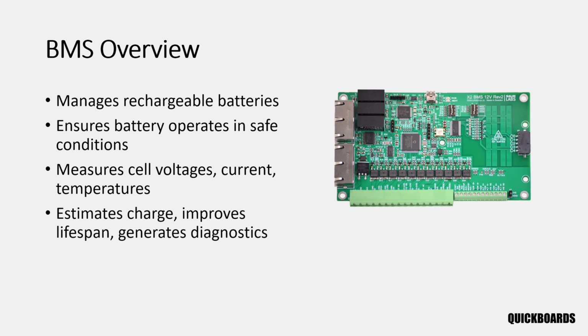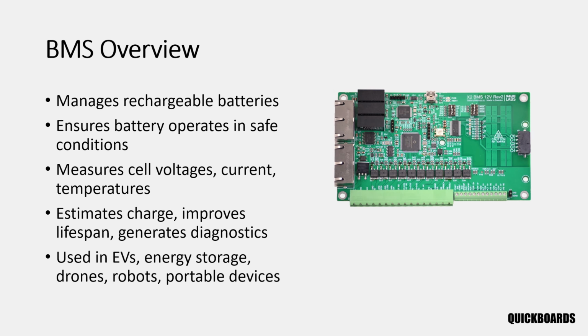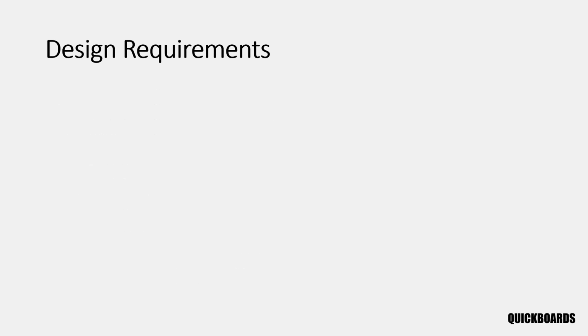Beyond protection, it enables accurate state of charge estimation, improves battery lifespan, and provides diagnostic data to the rest of the system. Battery management systems are used in a wide range of applications, from electric vehicles and energy storage systems to drones, robotics, and portable electronics.